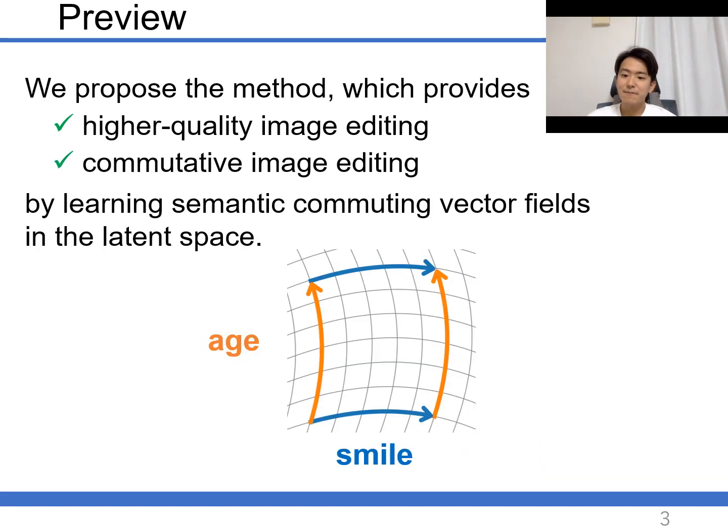For semantic image editing, many methods have been proposed, but the existing methods' quality of image editing is inferior or their edits are non-commutative. In this work, we propose to learn a semantic commuting vector field on the latent space of a pre-trained deep generative model. We show that the proposed method theoretically and experimentally provides commutative and higher quality image editing than the existing methods.